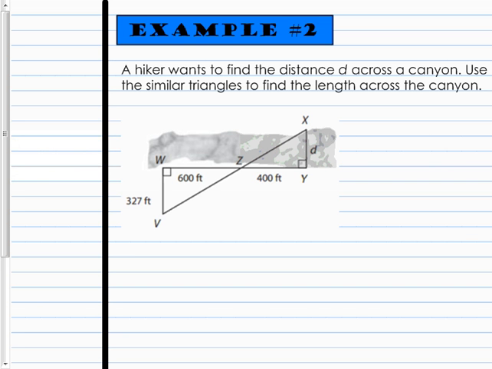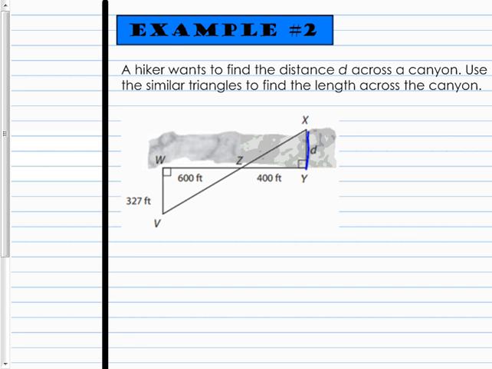Example 2. A hiker wants to find the distance D across a canyon. So it specifically told us we're looking for this. Use the similar triangles to find the length across the canyon. Obviously, they're trying to figure out the length across the canyon. The canyon is like a deep valley, okay? So they're not just able to easily measure it, but they created a similar triangle to help them.